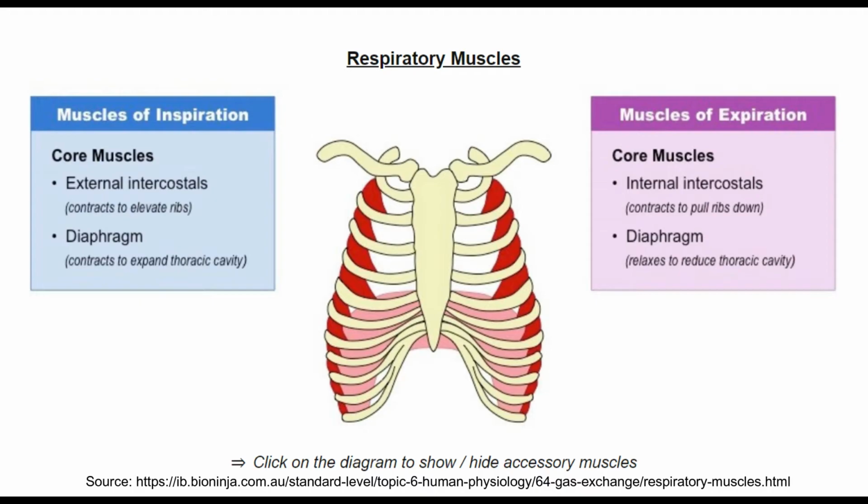The muscles used in expiration are the diaphragm and the internal intercostals. In expiration, the diaphragm relaxes, curving upwards, reducing the thorax volume, and the internal intercostals contract, pulling the ribs inwards and downwards.